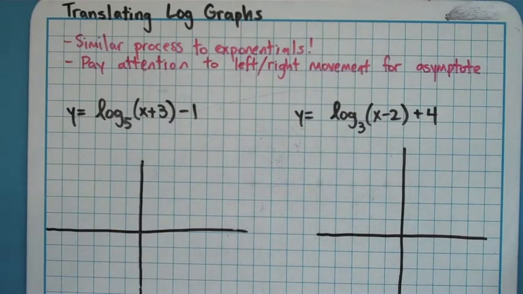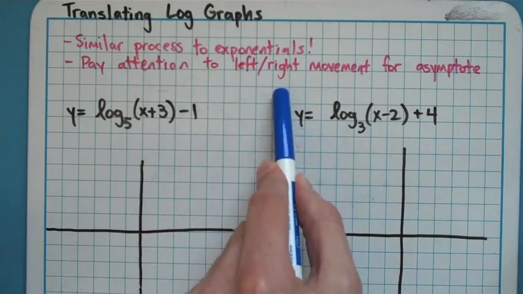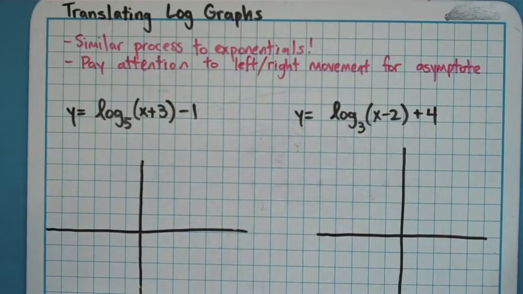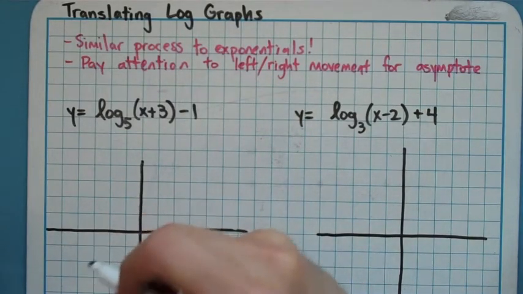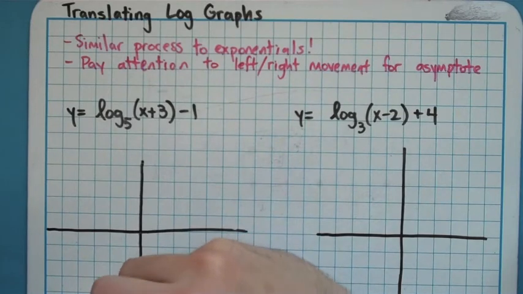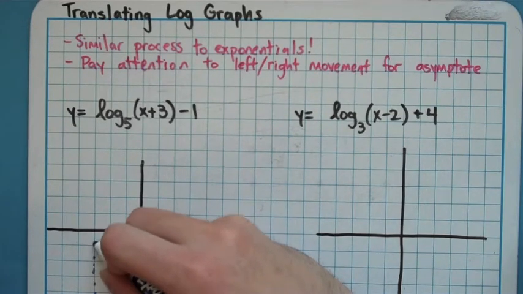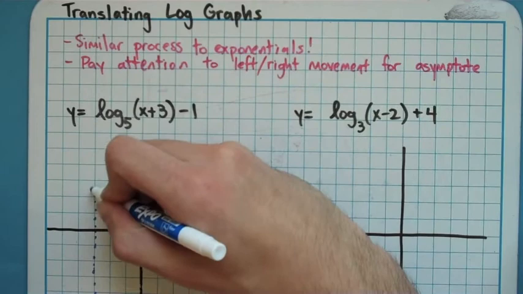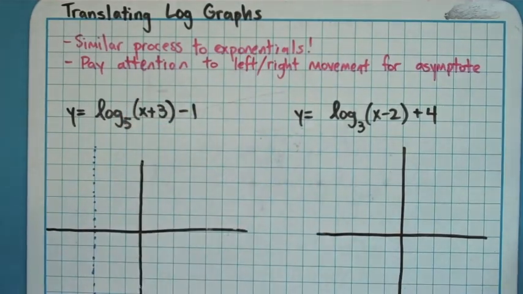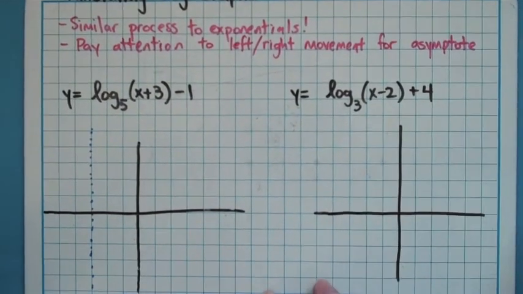So when you look at a log graph, you're going to care about the left-right movement to get your asymptotes, which you're supposed to do before you plot your points. So realizing now, I'm going to have a vertical asymptote at x equals negative 3, this would be. I draw myself an asymptote to remind me here.